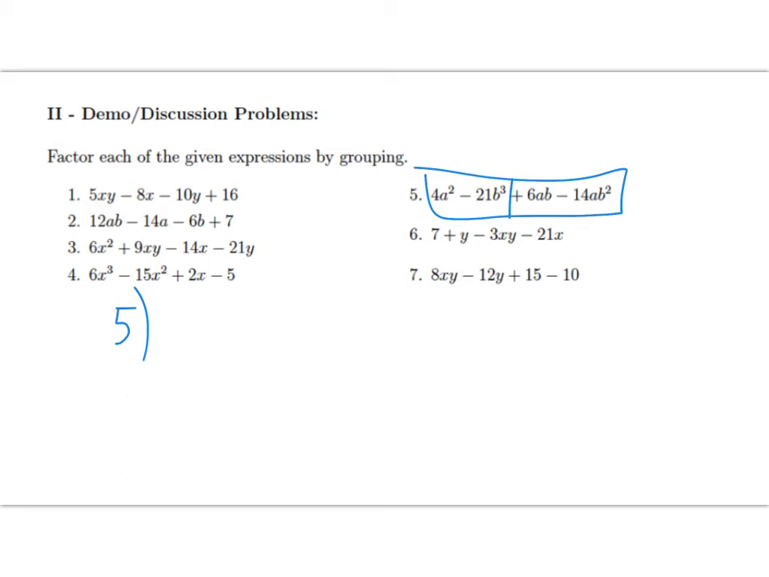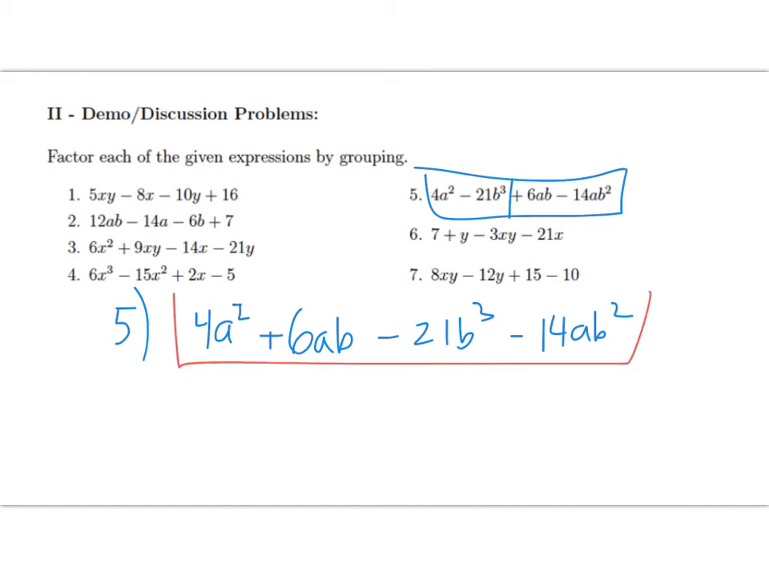So what I might try to do is rearrange things. I'll keep my 4a squared. Maybe I'll move over the 6ab. And this is totally acceptable. And then I'll move over my 21b to the third minus 14ab squared. So all I did was switch up the ordering. And now if I group, the left 2 terms will share some things in common finally, and the right 2 terms will share some things in common, so then this should work out fine. So sometimes you might have to rearrange things. I basically just moved these 2 terms around.